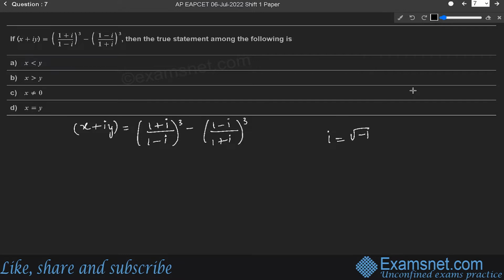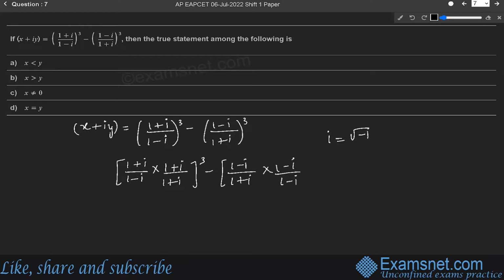minus 1. So on rationalizing these terms, it will be ((1 plus i) upon (1 minus i)) into ((1 plus i) upon (1 plus i)) whole cube minus ((1 minus i) upon (1 plus i)) into ((1 minus i) upon (1 minus i)) whole cube, which will be equal to i cube minus (minus i) cube, which is equal to minus i, which will be equal to minus 2i.